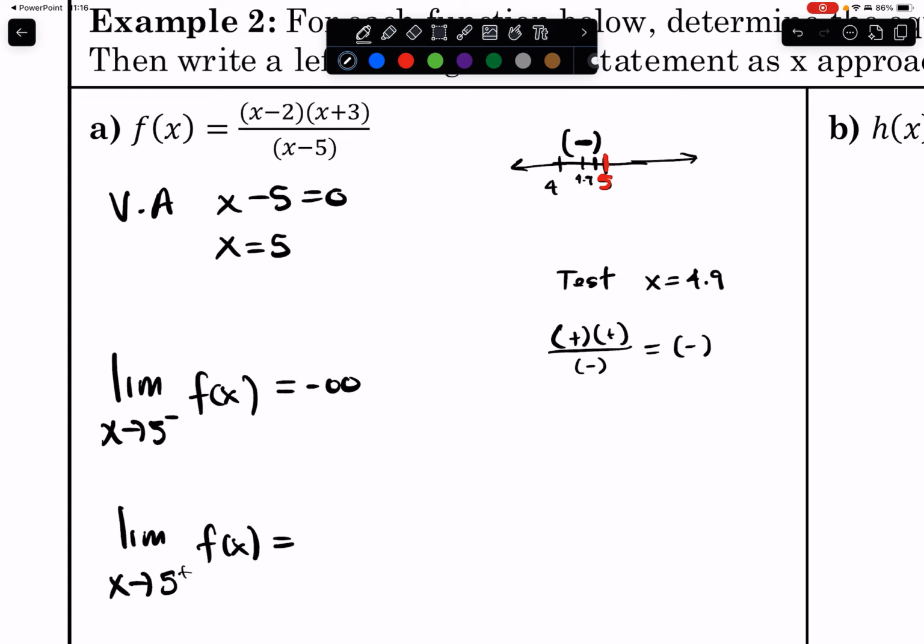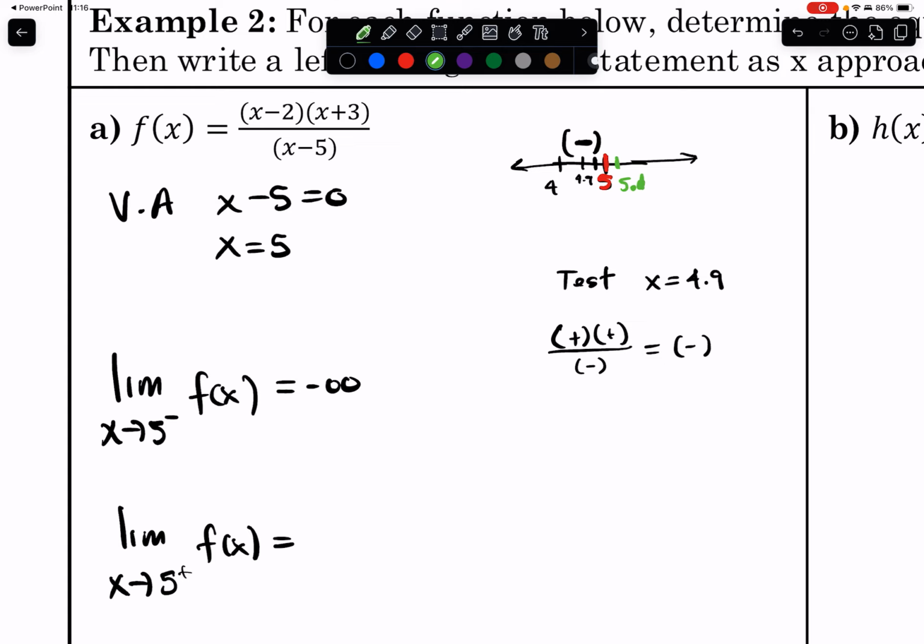Now I'm going to pick a point that is really, really close to 5, but this time from the right side. So I'm going to pick the number 5.01, or just simply 5.1. Just 5.1. That should be close enough.